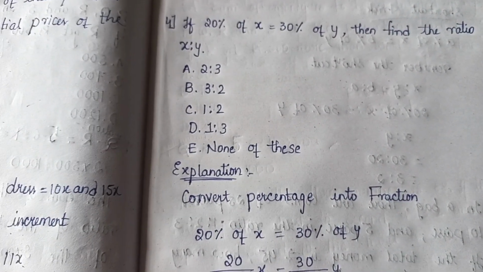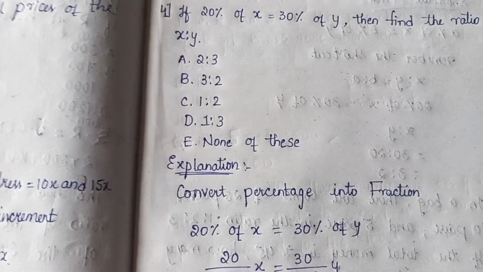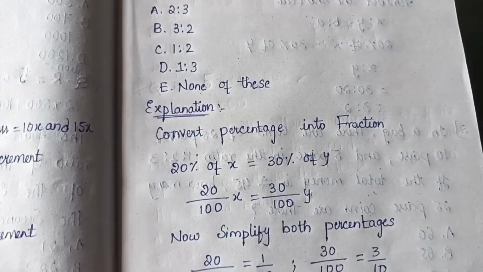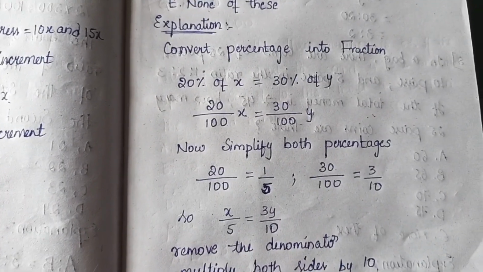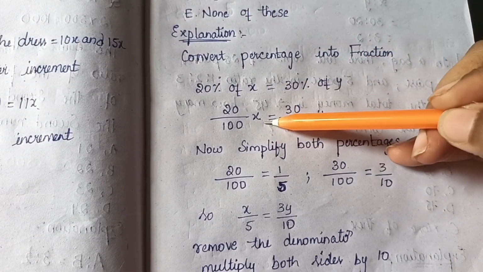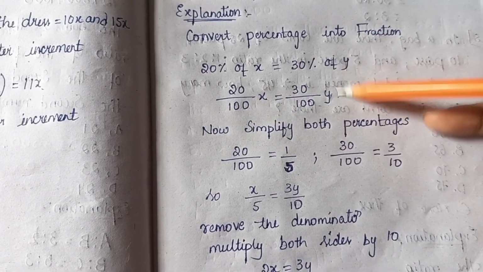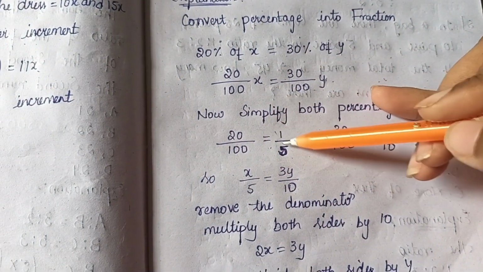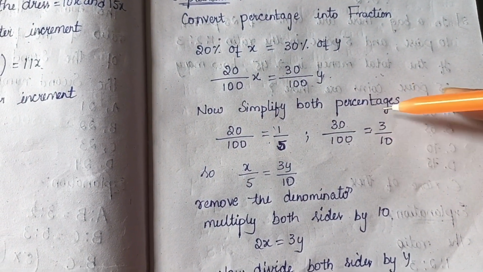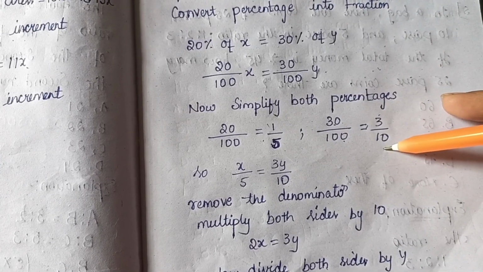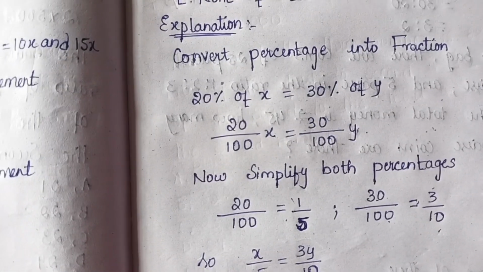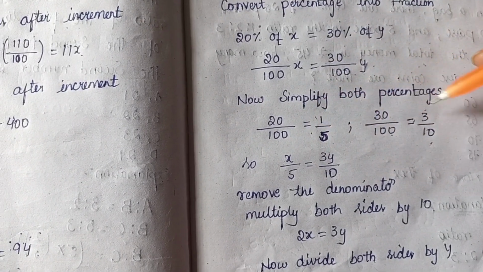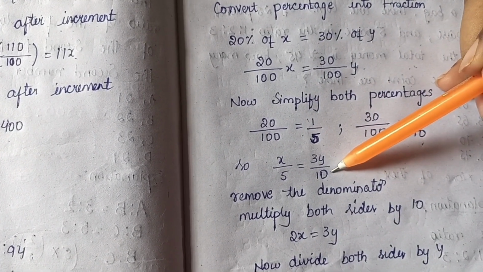Okay, so the statement says 20% of x is equal to 30% of y. We write it in mathematical form: 20 by 100 x equal to 30 by 100 y. Now simplify both percentages: 20 by 100 equal to 1 by 5 and 30 by 100 equal to 3 by 10. So x by 5 equal to 3y by 10.